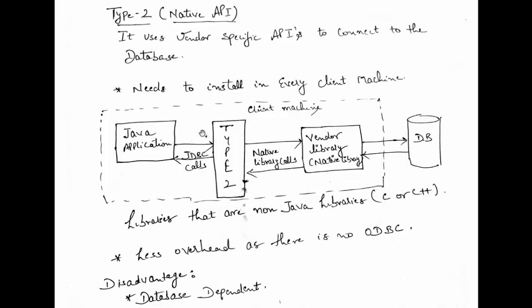As you can see in this architecture, there is no ODBC, and no DSN has to be created. All this setup must be present in a client machine. So the Java application, the type 2 driver, and the vendor native library must be present in the client machine. It is a mandatory process. This has some advantages over the type 1 driver.